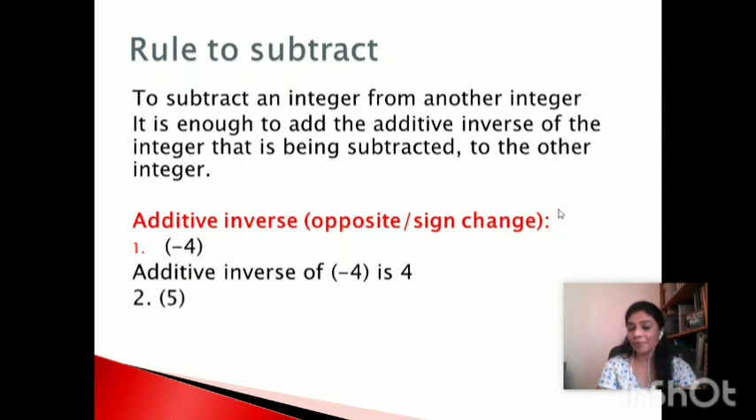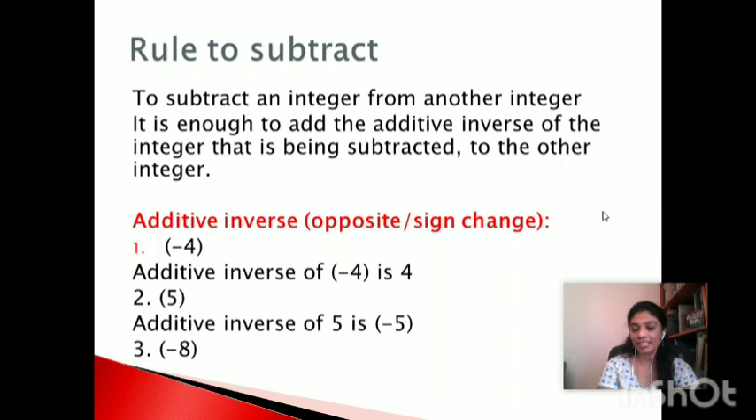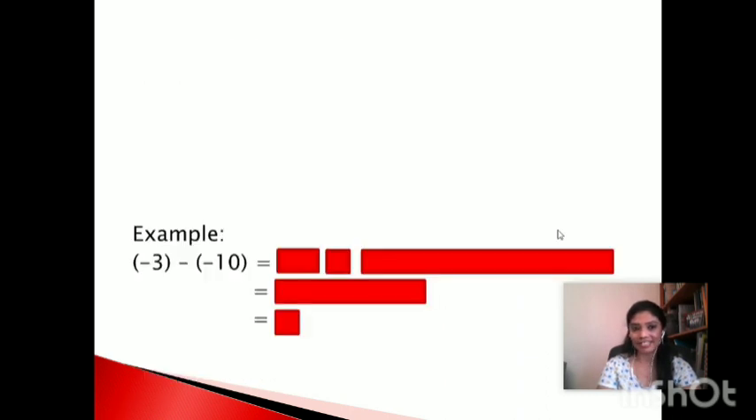So now tell me, what is the additive inverse of positive 5? Minus 5. Good. What is the additive inverse of minus 8? The additive inverse of minus 8 is plus 8. So just reverse the sign. So if you understand additive inverse, it is easy to do subtraction of integers.